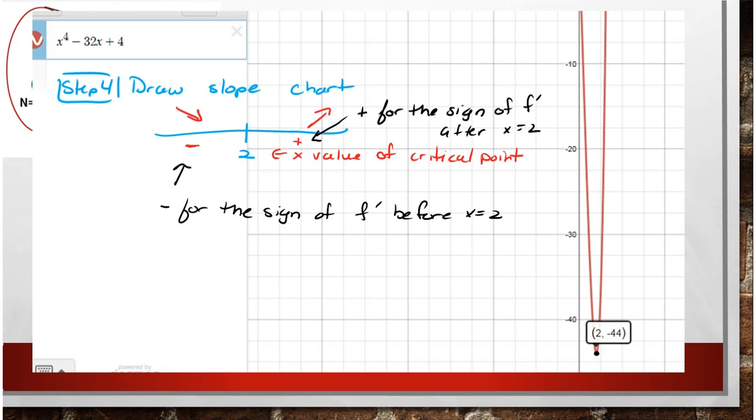So I copied the previous so you can see it. And I just wrote down here where the plus and the minus came from in case that's dropped off when you're going through this step by step. The plus and the minus represent the signs of the derivative.